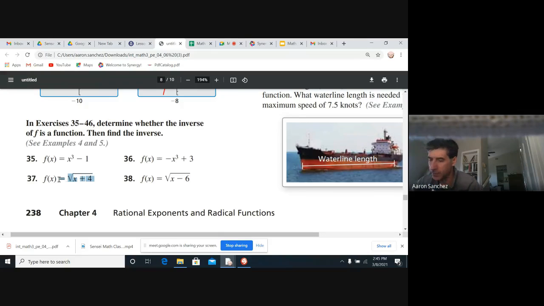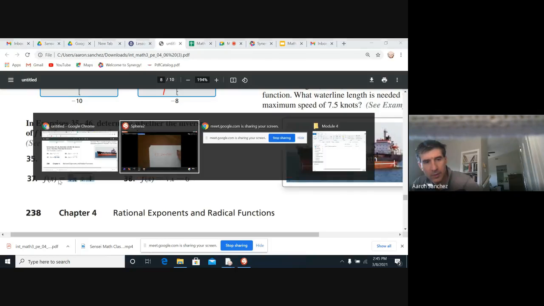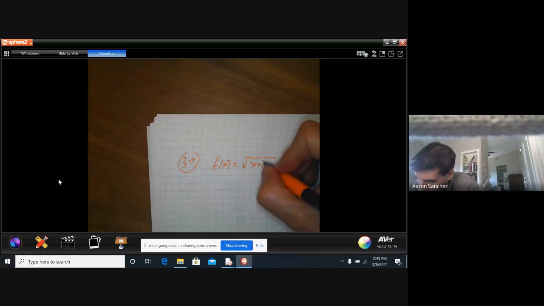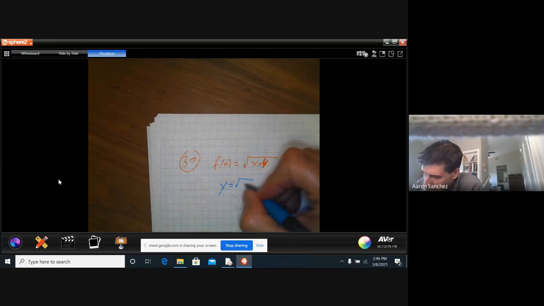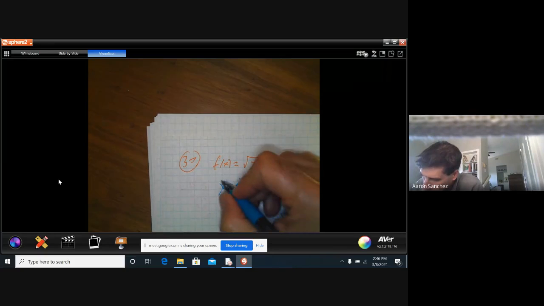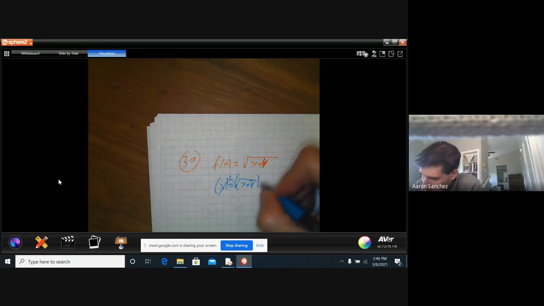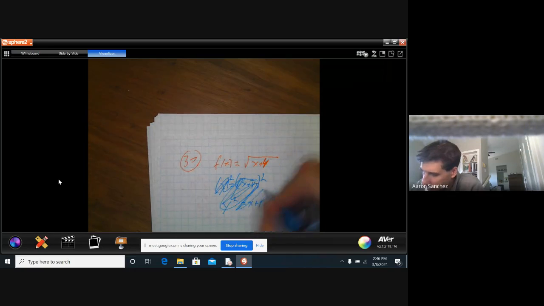I think we're on 37. So 37, we have f of x equals the square root of x plus 4. So the inverse, is it a function? Y equals square root of x plus 4. So we square, y squared equals x plus 4. Oh, I forgot to switch the x and the y's. I'm going too fast. Let me start over.